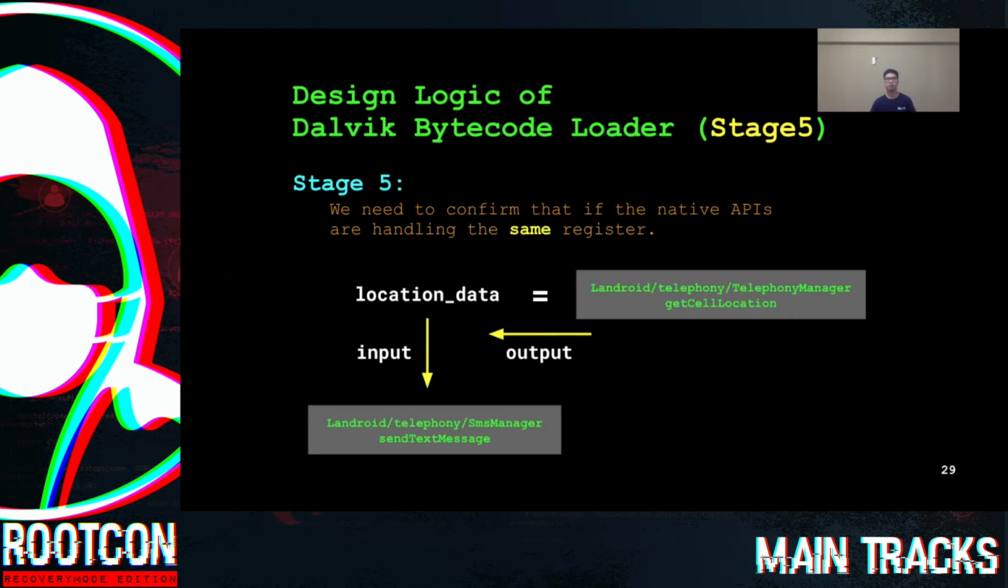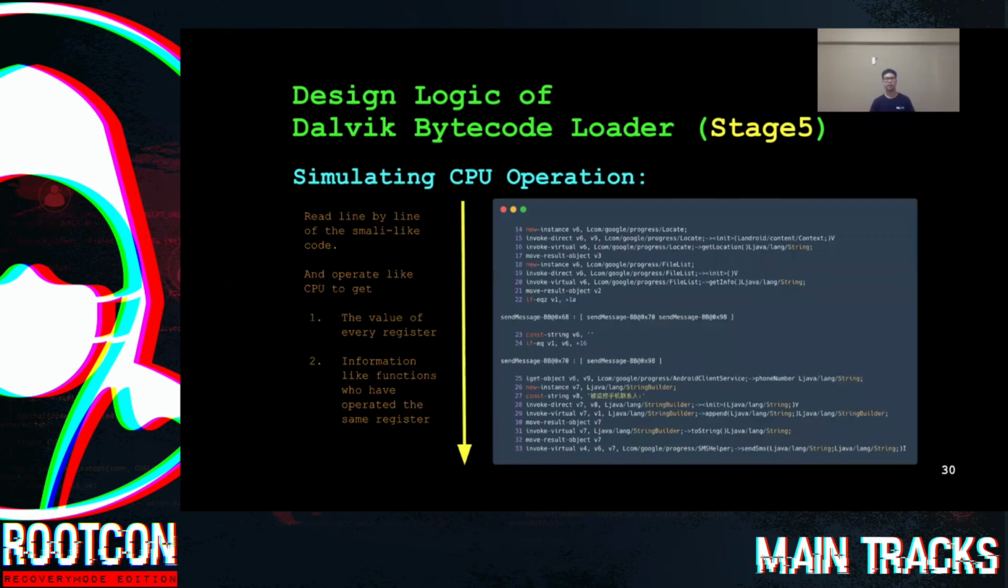So when the native API get cell location is called, it will return the location data of the cell phone. And what we do in stage 5 is to check if the other native API, send text message, sends out the location data returned from get cell location. So in stage 5, we simulate the CPU operation.